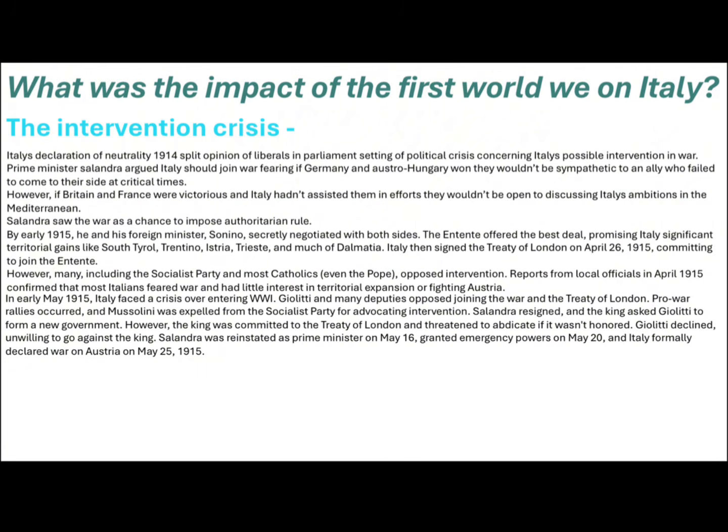Salandra resigned, and the king asked Giolitti to form a new government. However, the king was committed to the Treaty of London and threatened to abdicate if it wasn't honoured. Giolitti declined, unwilling to go against the king. Salandra was reinstated as Prime Minister on May 16th, granted emergency powers on May 20th, and Italy formally declared war on Austria on May 25th.